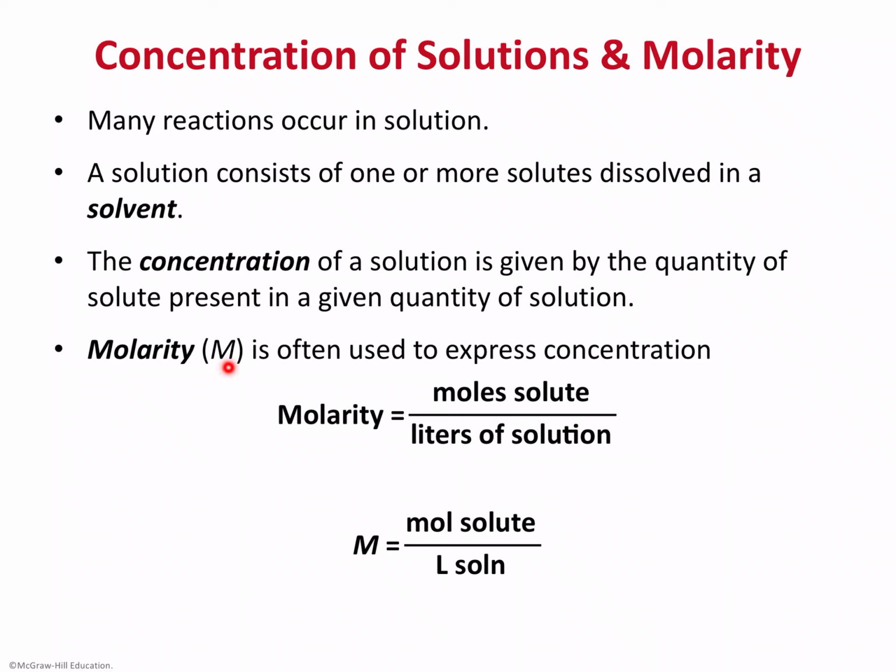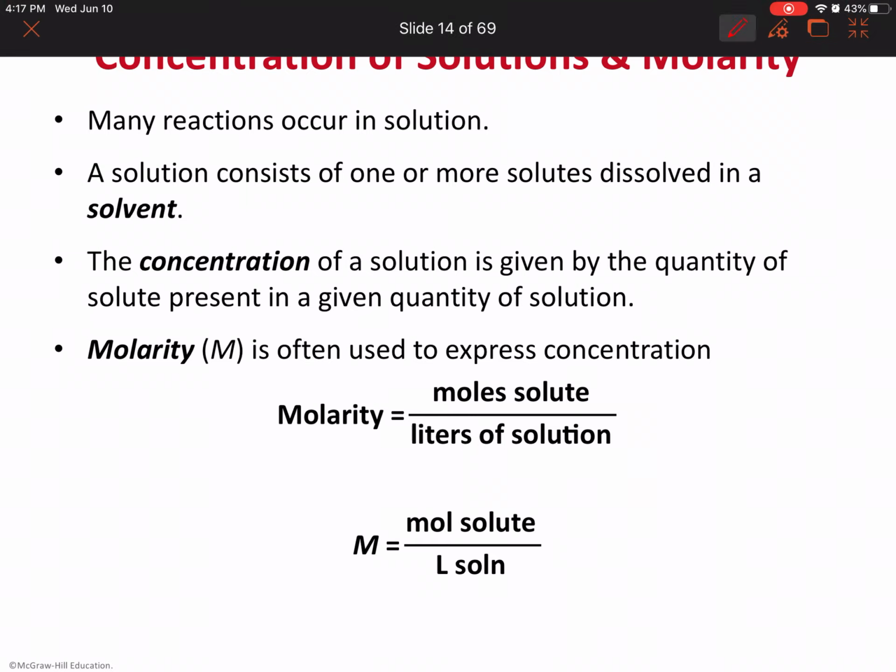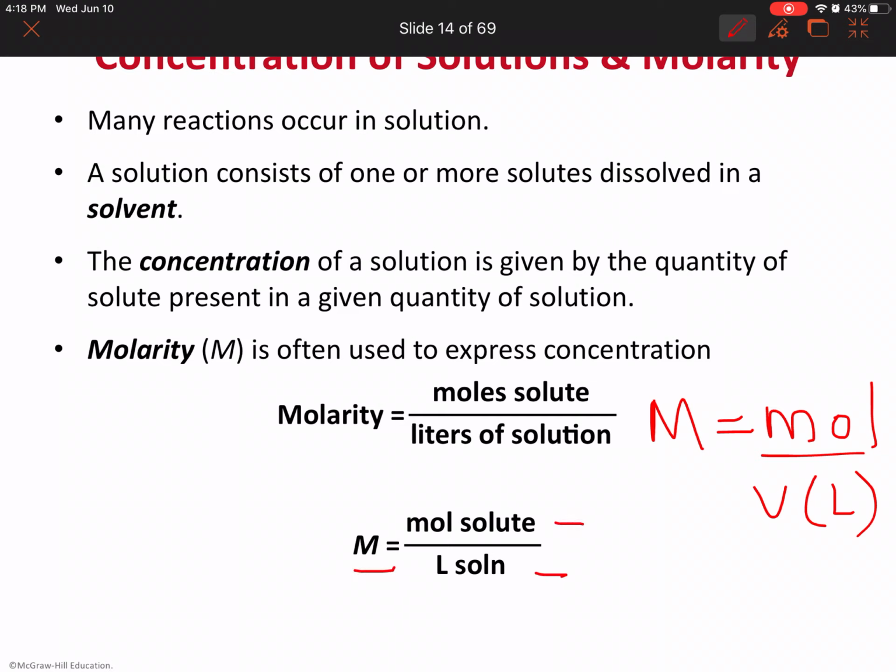Molarity, given the symbol M, is often used to express concentration. How do we find the molarity? If you know the number of moles of the solute, you divide it by the volume in liters of the solution. So molarity equals moles over volume. You have to remember this, and you will in fact remember this. Molarity equals moles over volume in liters. That's the molarity. It's so easy. So molarity is moles of solute over volume in liters.